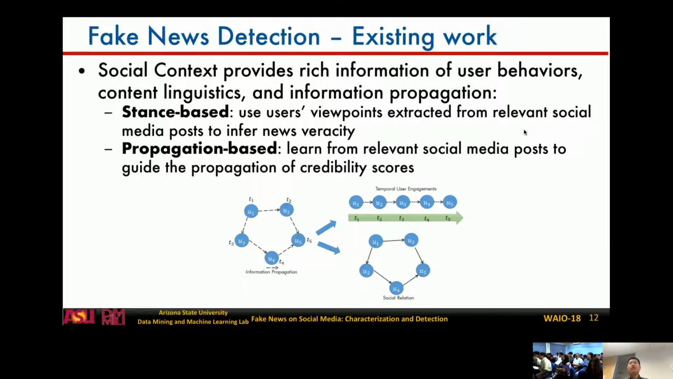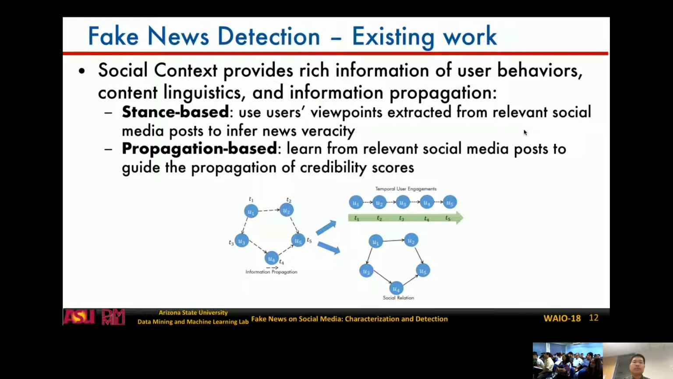For example, if you go to Twitter, you can see that after there's a news post, people can retweet it, they can comment on it, they can like it. All of this kind of information expresses the users' own stance toward this news, and can be used to better differentiate fake news and real news.